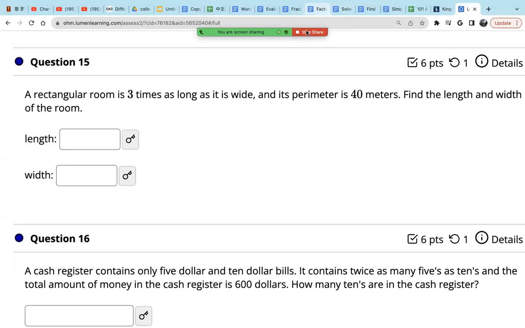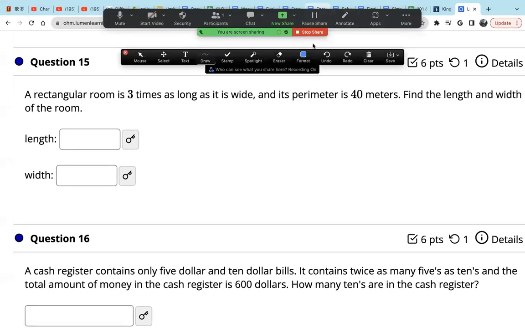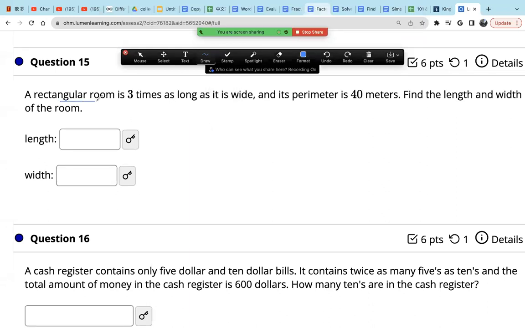Let's see, 15. We have a rectangular room. Rectangular room means it looks like a rectangle. It has length and width.